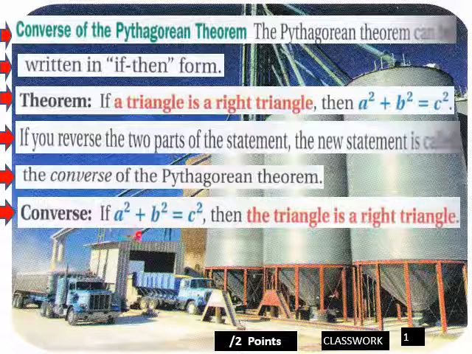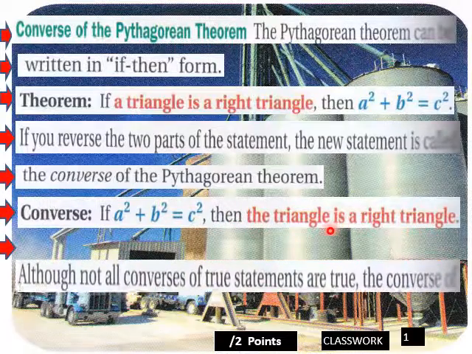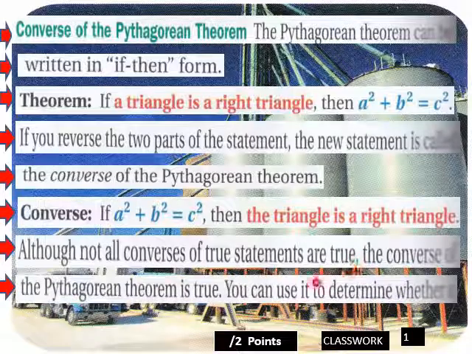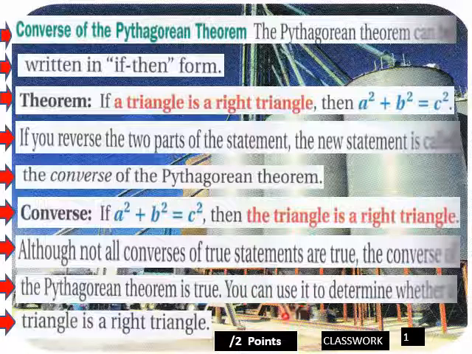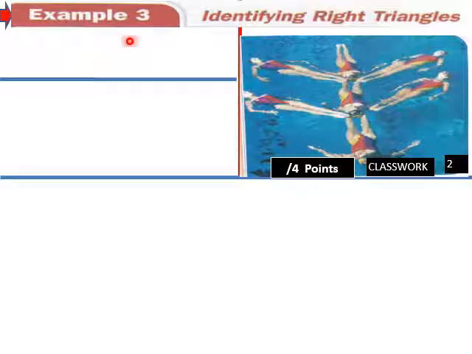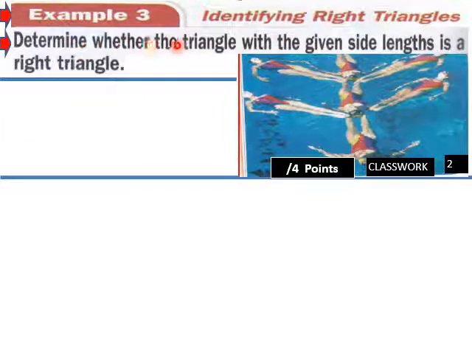So the converse of this statement up here would be: if a squared plus b squared equals c squared, then the triangle is a right triangle. Although not all converses of true statements are true, the converse of the Pythagorean theorem is true. You can use it to determine whether a triangle is a right triangle. To get into that, identifying right triangles. Determine whether the triangle with given side lengths is a right triangle.